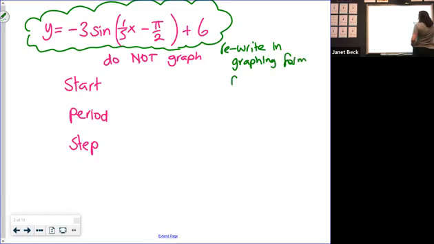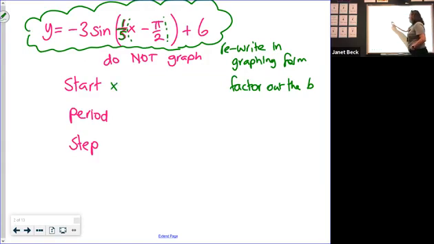Which means factor out the b. And your b here, that's 1/5. That's supposed to be a 5. Factor that out. So imagine your start is not going to be, if you write x equals pi over 2, you're wrong. Something else.